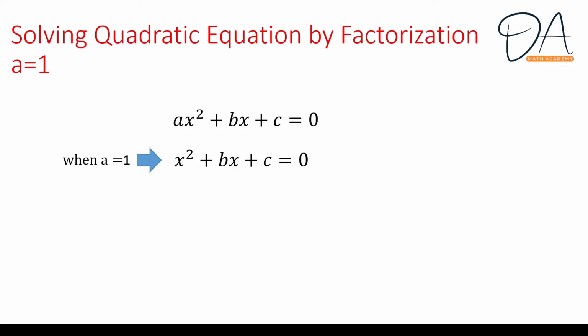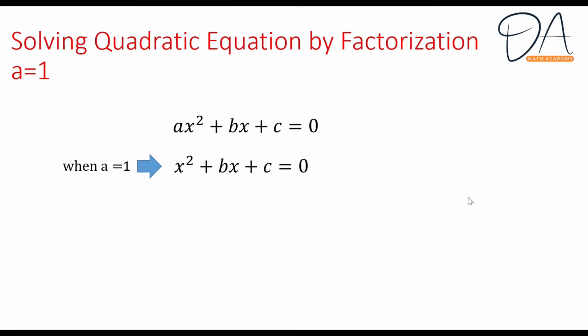Let's start by solving a quadratic equation by factorization when a is 1. We know that the general or standard format for a quadratic equation is ax squared plus bx plus c. When a is 1, we'll have it in the following form: x squared plus bx plus c. First, let me explain the general approach to solve this using factorization, and then we'll look at a few examples to illustrate that method.